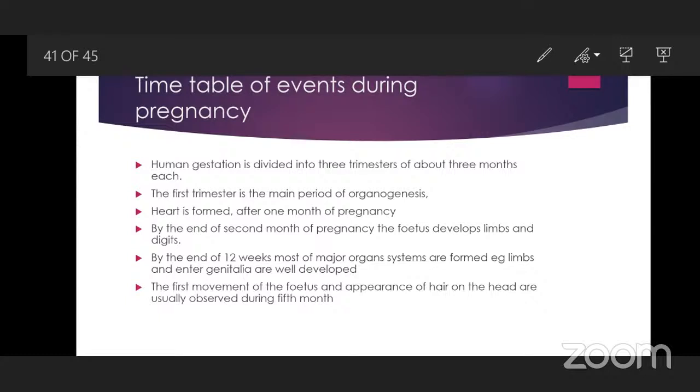Let us see the developmental stages of these events which occur during every trimester. The first trimester is the main period of organogenesis. That is, organogenesis is nothing but formation of the organs. So in the first trimester, that is the first 3 months, organs will be starting to form. And the heart is formed just after the first month, that is, on completion of 1 month of pregnancy. The heart will be very well developed, and it can be checked by stethoscope.